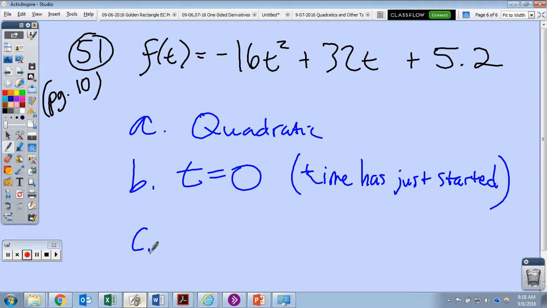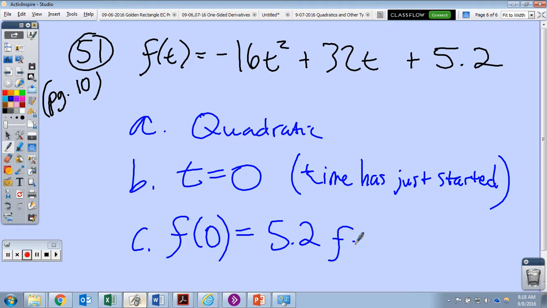And then part C says, how many feet above the ground is the ball when it is released from your hand? And that's actually the first thing that I came across naturally that I want to talk about. 5.2 feet. So you get that because f of 0 is 5.2 feet. They're saying the value of the function when t is 0 is 5.2 feet.